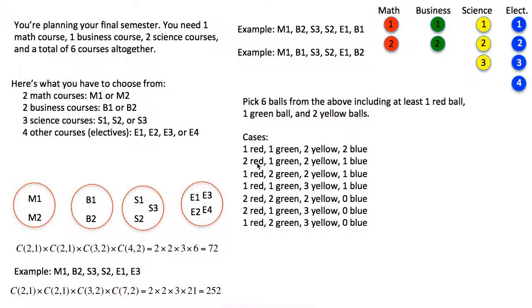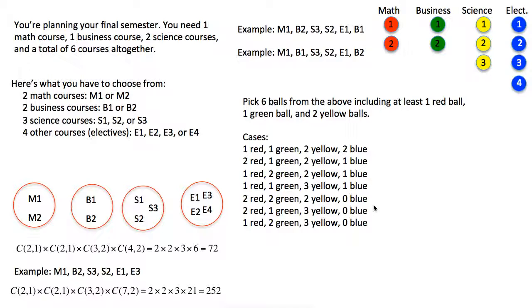Case 2 would be picking 2 reds, 1 green, 2 yellows, and 1 blue, which of course in the original formulation would correspond to taking 2 math courses, 1 business, 2 science, and then one of the elective courses. Read through these cases and convince yourself that these are all the possibilities in terms of how the balls break down by color.